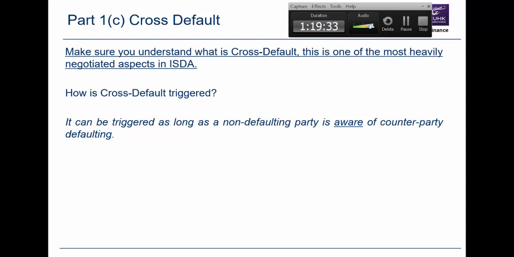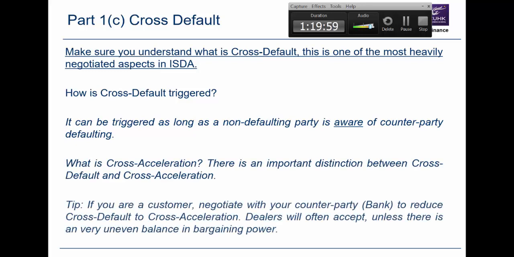Now, this is talking about cross default. So I already explained to you what it is, and it is usually triggered when a non-defaulting party knows about someone defaulting. So typically this is because it's reported in the news media. If you default in secret, which I don't think is possible, okay, then they might not know.